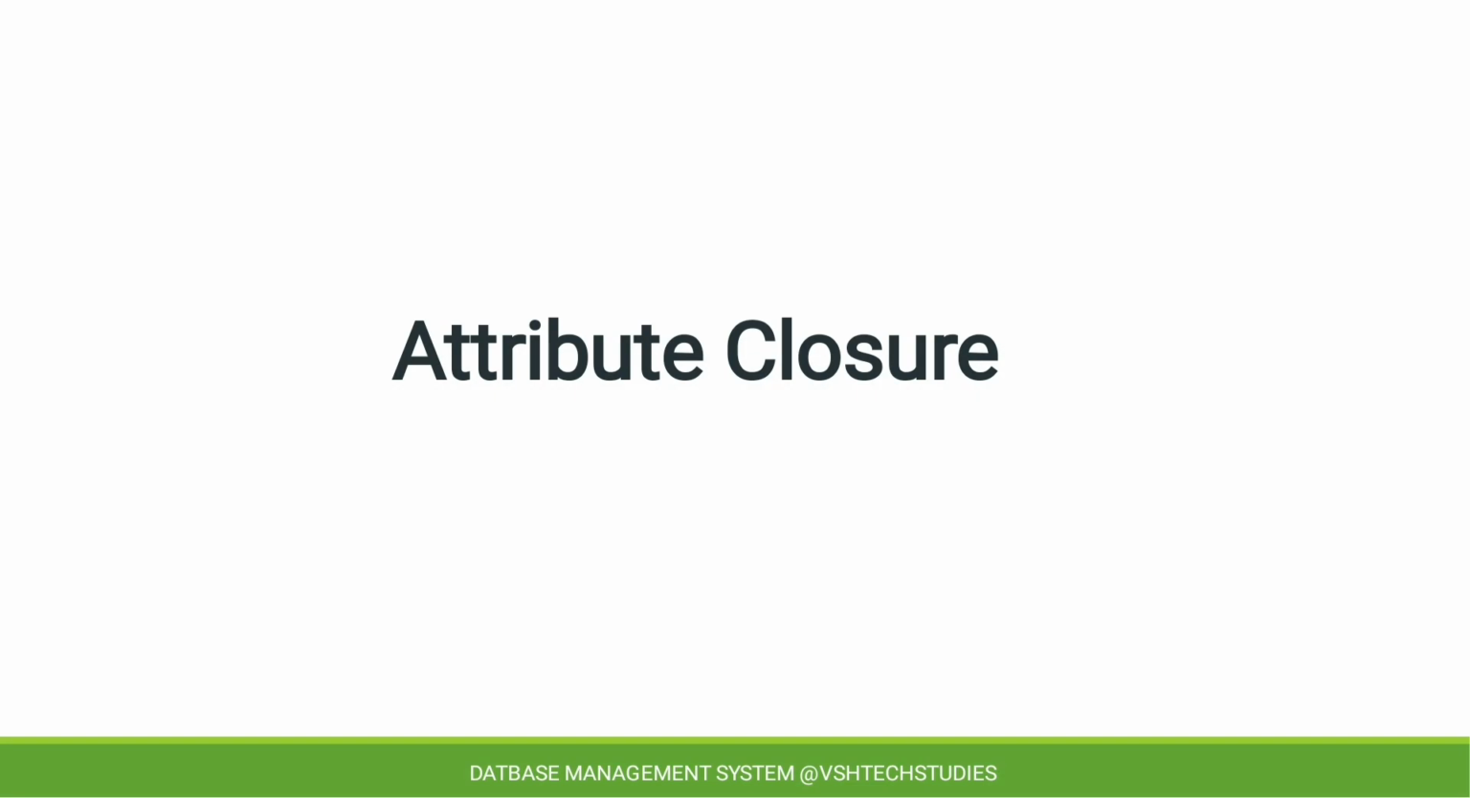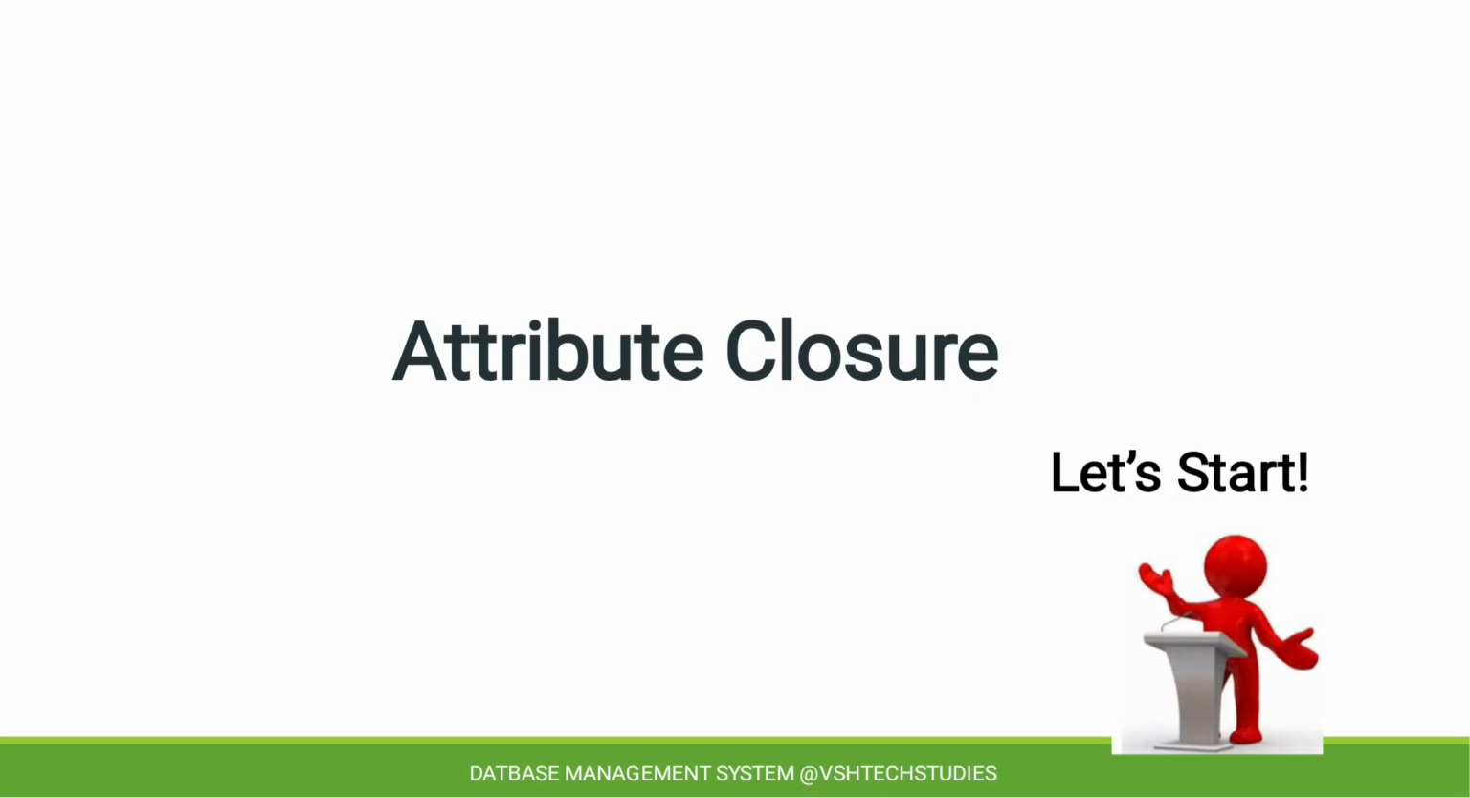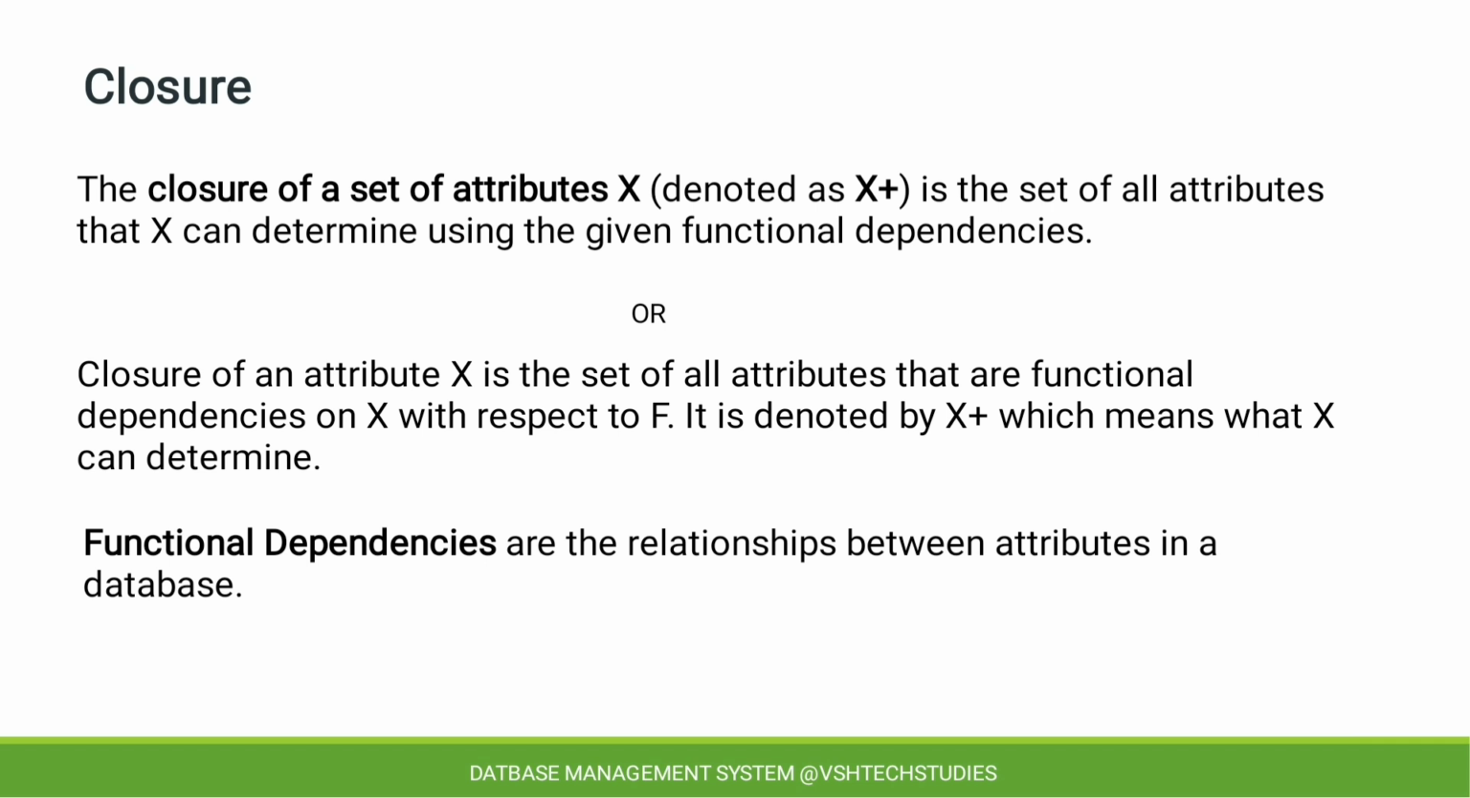Today we shall study attribute closure. Let's start the session. The closure of a set of attributes X, which is denoted by X plus, is the set of all attributes that X can determine using the given functional dependencies. Or closure of an attribute or set of attributes X is the set of all attributes that are functionally dependent on X with respect to F. It is denoted by X plus and it means what all X can determine.